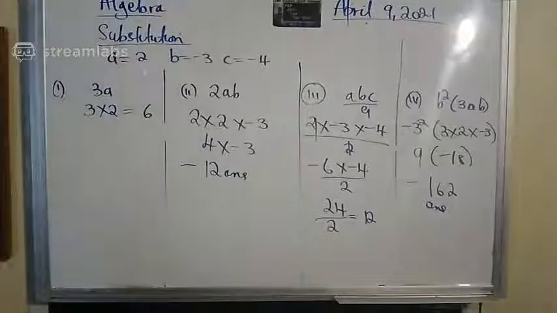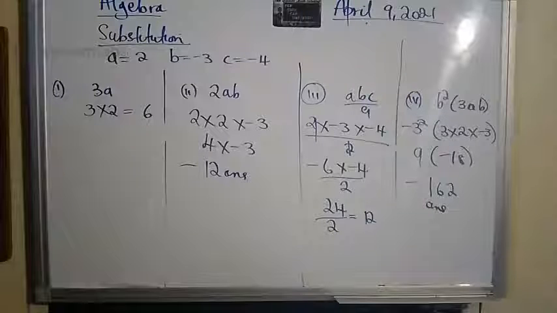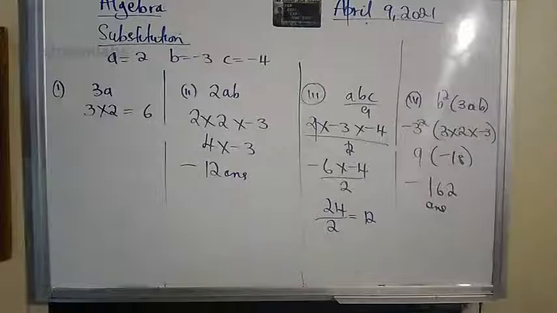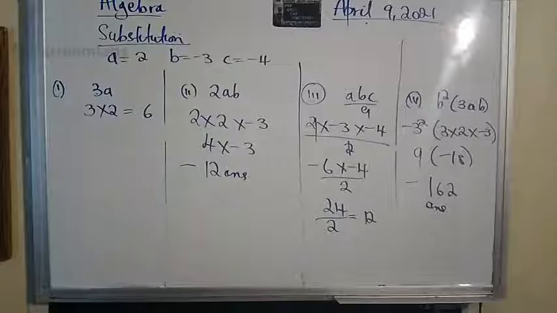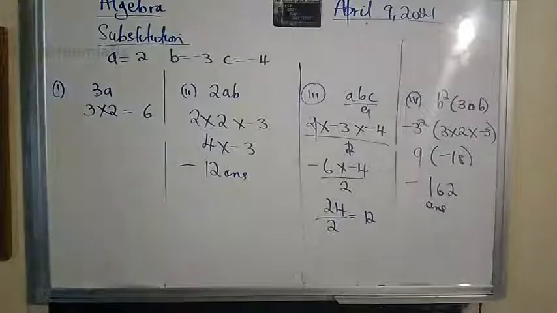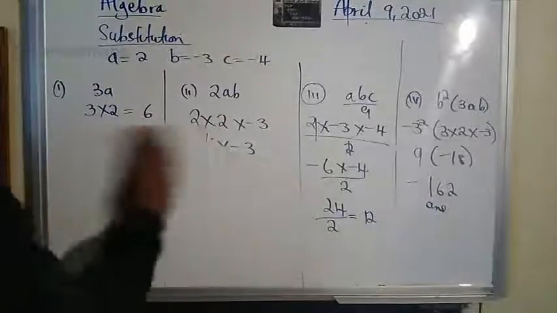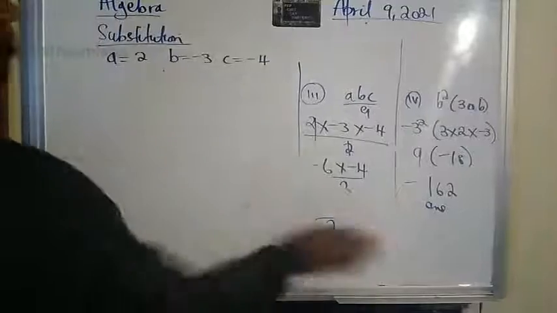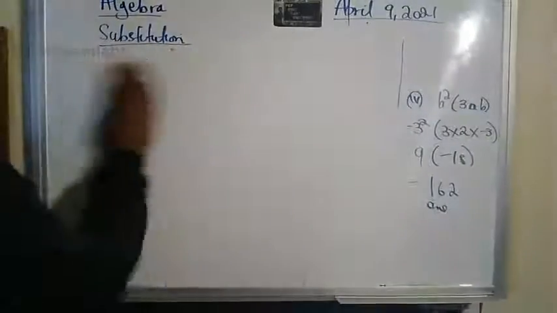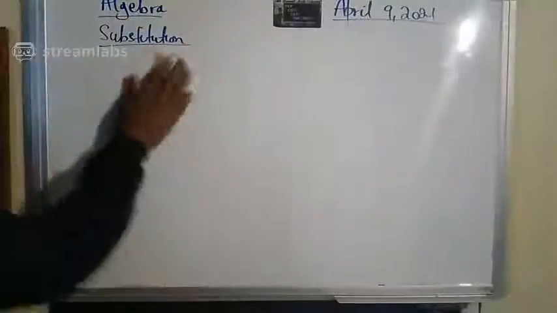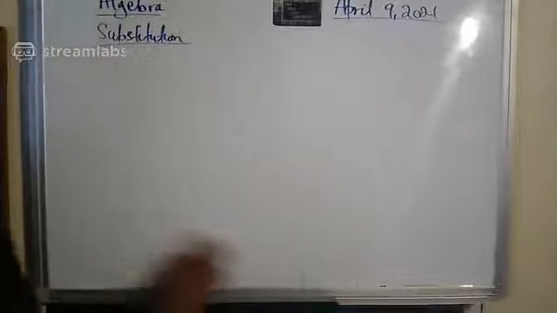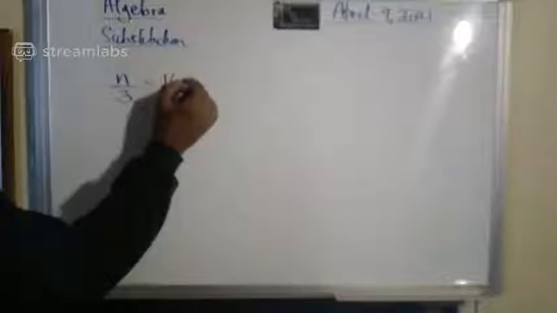Alright, so we're going to look at when we are not given the value, because this is substitution. We're going to look at when we're looking for the letter. So this one says n divided by 3 is equal to 16.